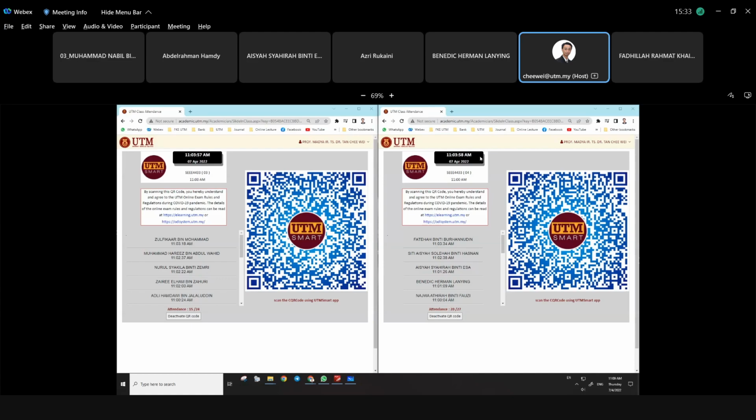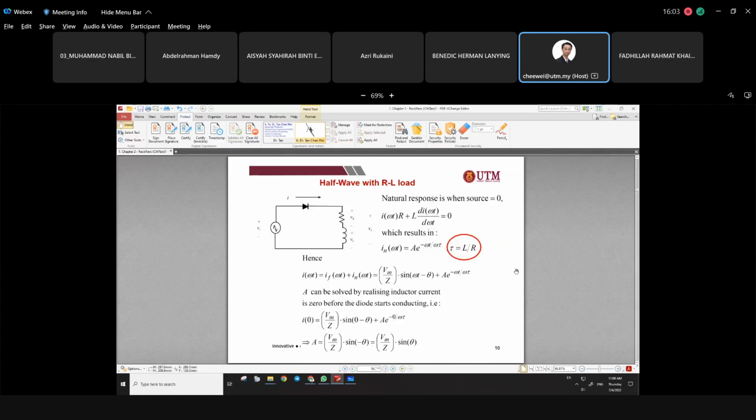We would like to revise a little bit of what we have done in the previous class. If you still remember, we talked about the uncontrolled half-wave rectifier: half-wave rectifier with R load, and then RL load. We had a look at the waveforms, equations and derivations.